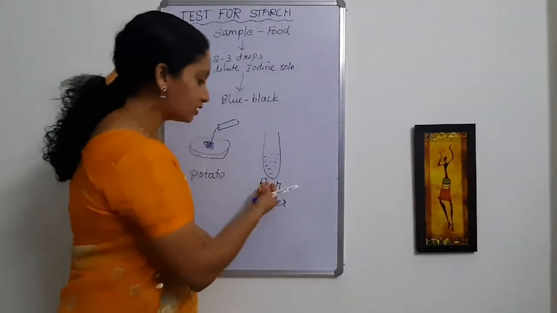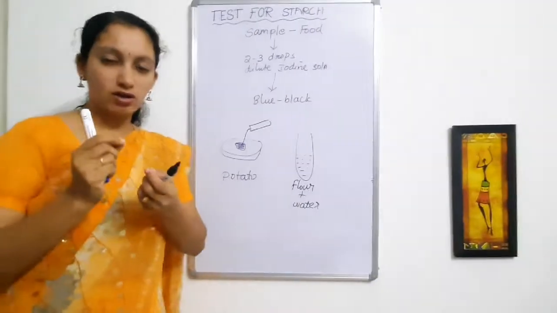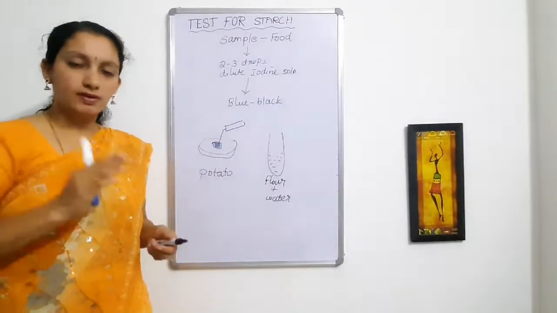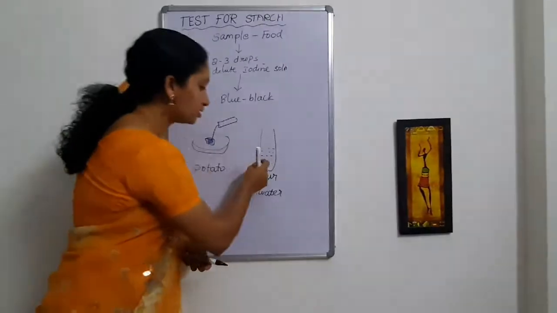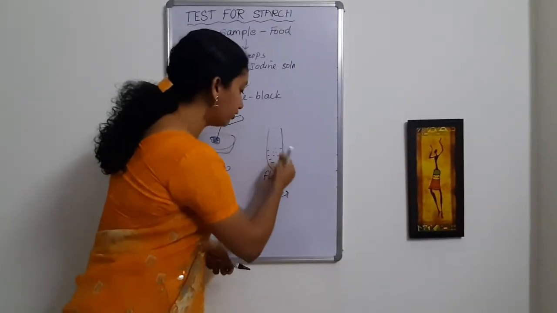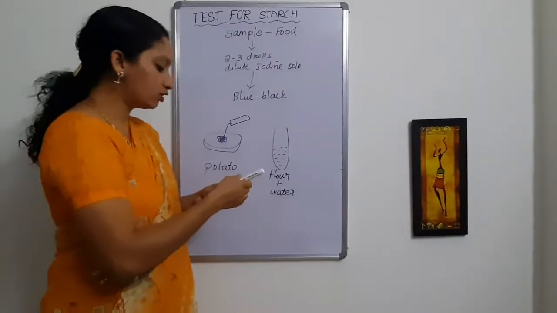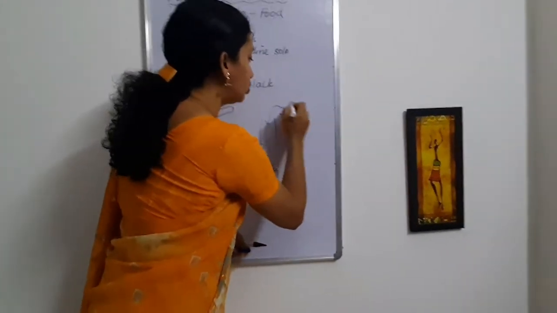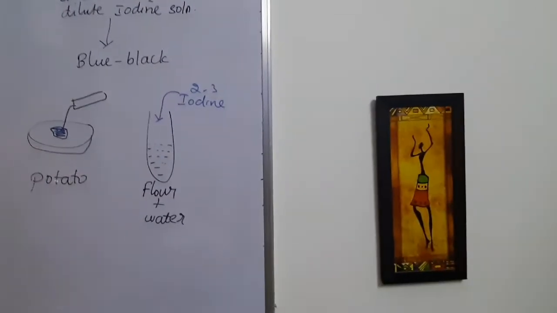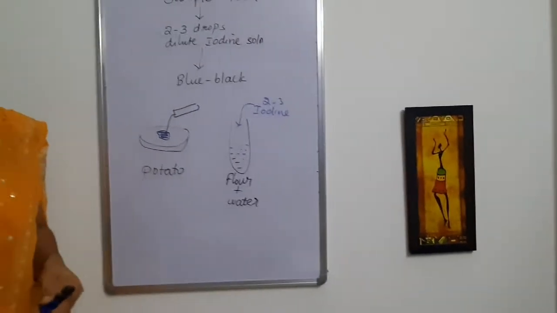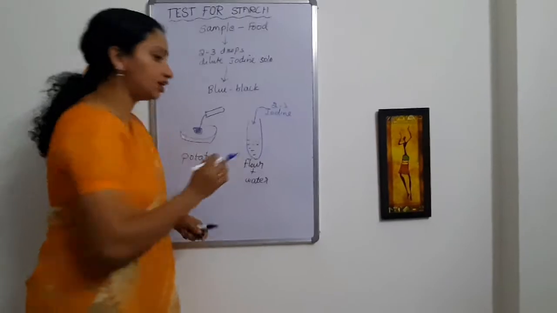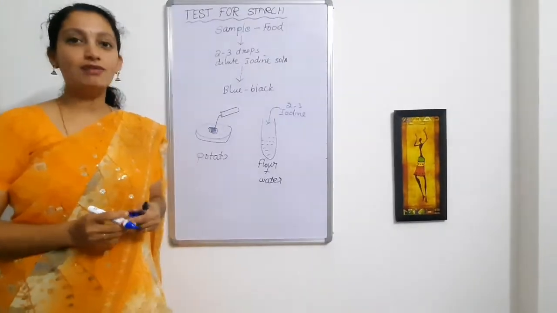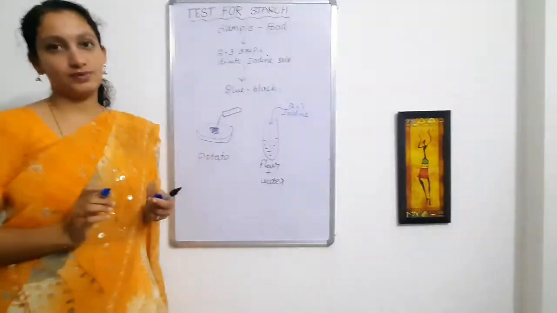The second test is using the wheat flour. Take some wheat flour, only half a tablespoon or less than that. Mix with water uniformly so that it is a mixture of flour and water. To this you are going to add iodine solution, 2 to 3 drops using a dropper. Then mix it well. Just see, after a minute you can see the color change. The solution is changing to blue-black color. So you can tell wheat flour also contains starch.